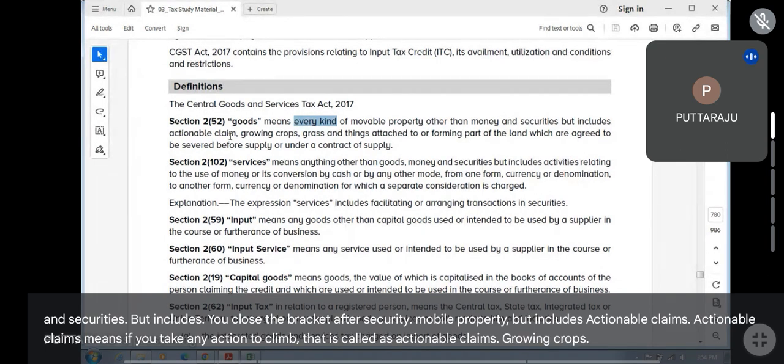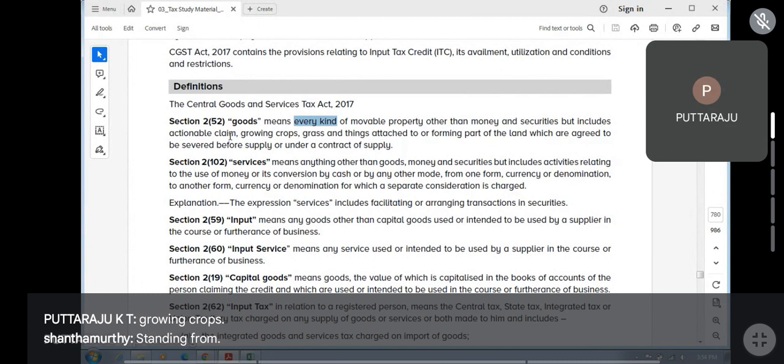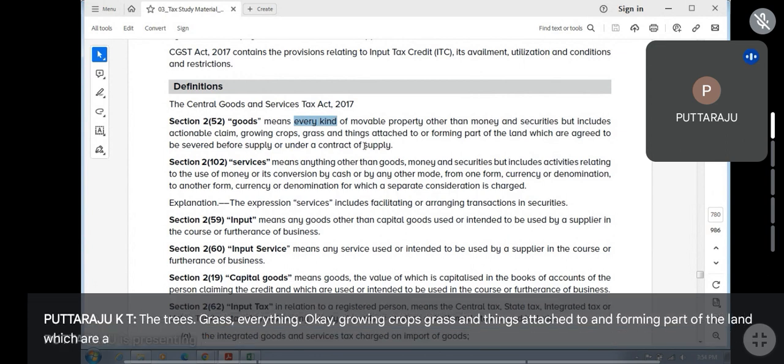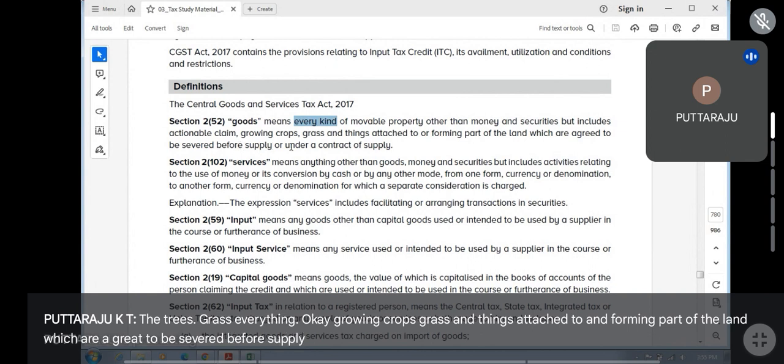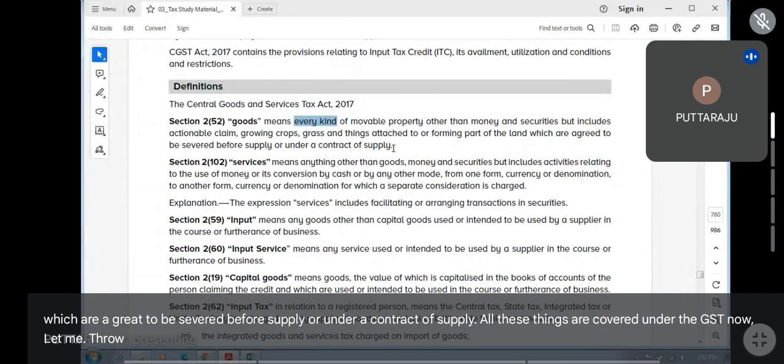Growing crops. Growing crops means what? Standing crops, the trees, grass, everything. Okay. Growing crops, grass and things attached to and forming part of the land which are agreed to be severed before supply or under a contract of supply. All these things are covered under the GST. Now, let me throw some light on these things.